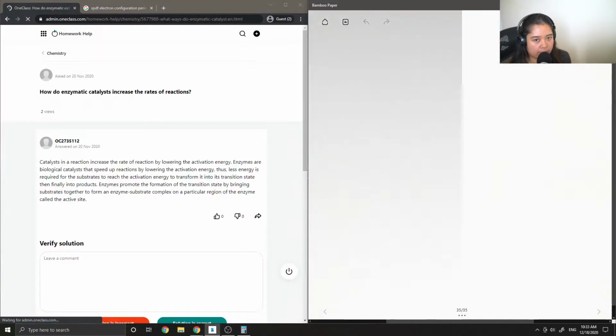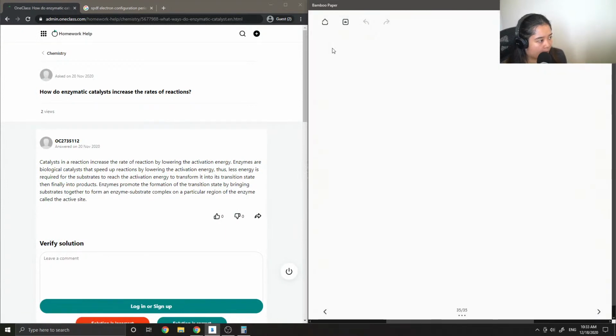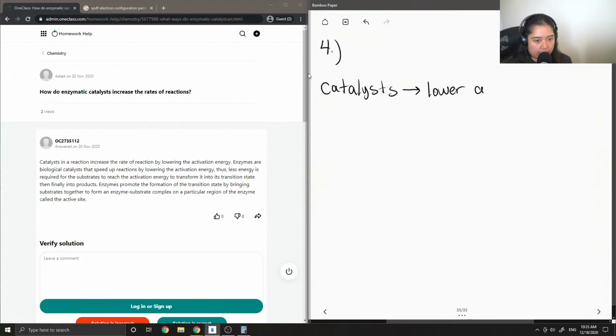Okay, so moving on to question number 4. How do enzymatic catalysts increase the rates of reactions? Okay, so first let's write down the role of catalysts. Basically, they lower the activation energy of a reaction. So I'll just denote activation energy by EA.